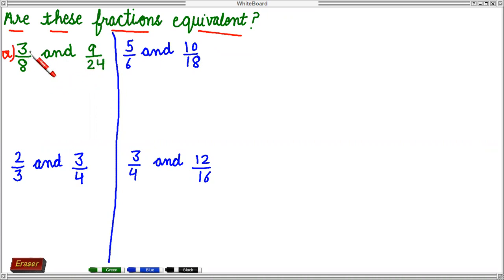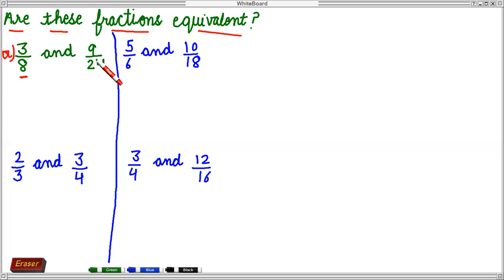What we will do, we will convert the given fraction in the simplified form. How will we do it? Just find the table in which 3 and 8 both will come. Is there any table? No. So this is the lowest fraction.